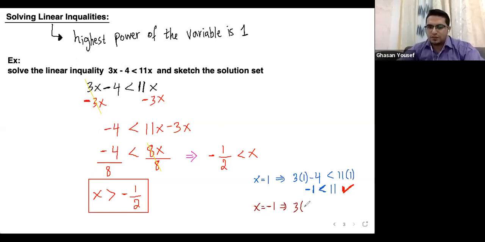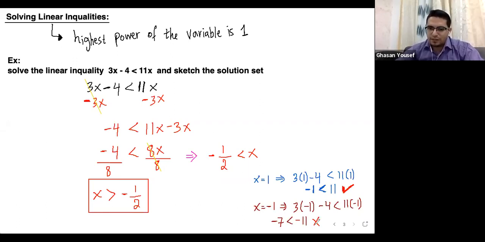Okay, let's do it step by step. 3 times minus 1, minus 4, less than 11 times minus 1. So what I get here is minus 7 less than minus 11. Is it correct? Is minus 7 less than minus 11? It's not. So the inequality is not satisfied by any number less than minus 1/2.